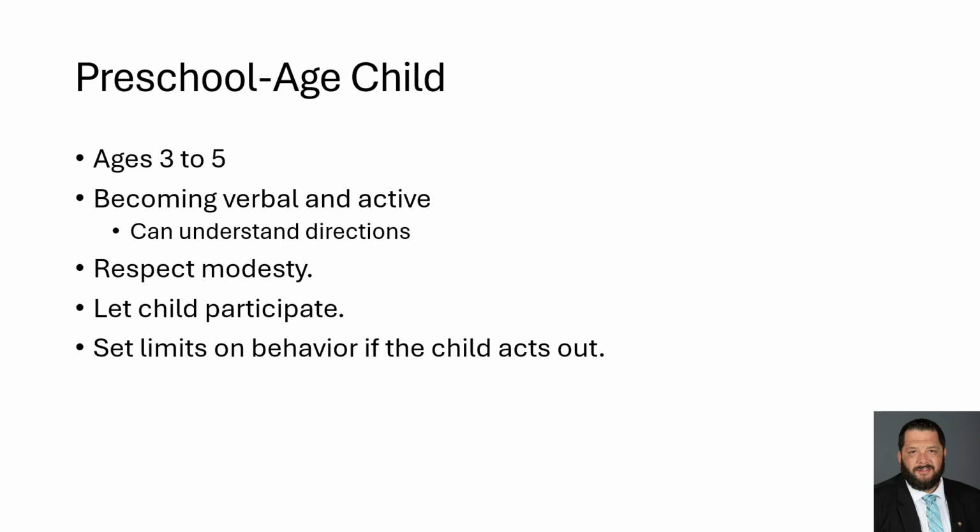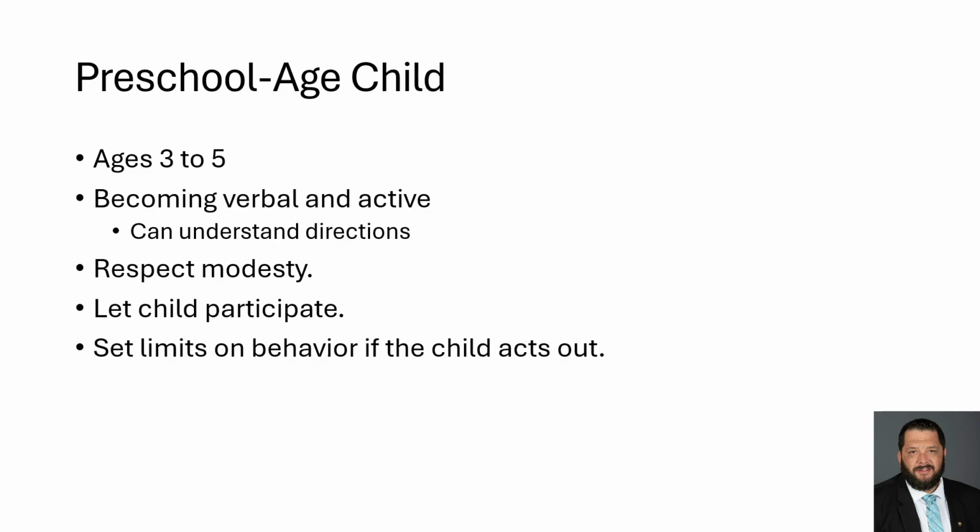By ages 3 to 5, they're becoming verbal and active at this point. They're also self-aware of their bodies, so you need to make sure that you're respecting modesty. Let the child participate whenever possible. Give them a task, give them something to do.